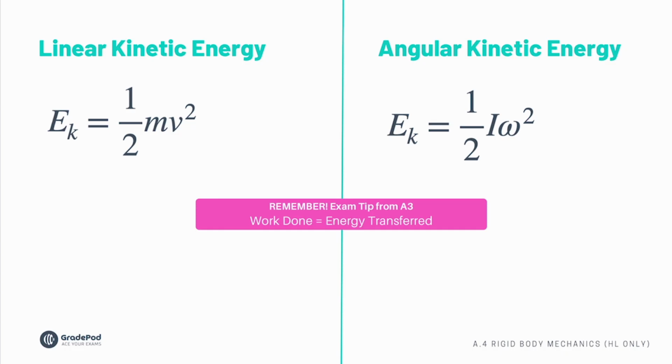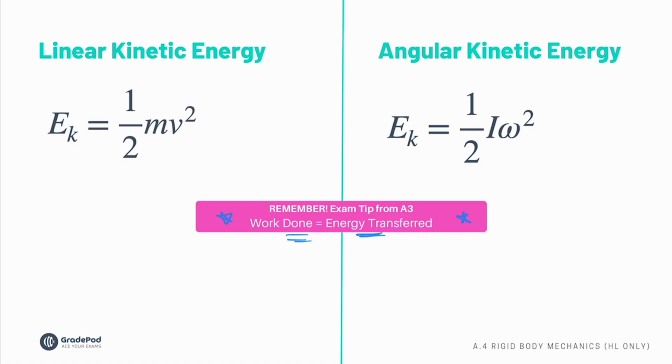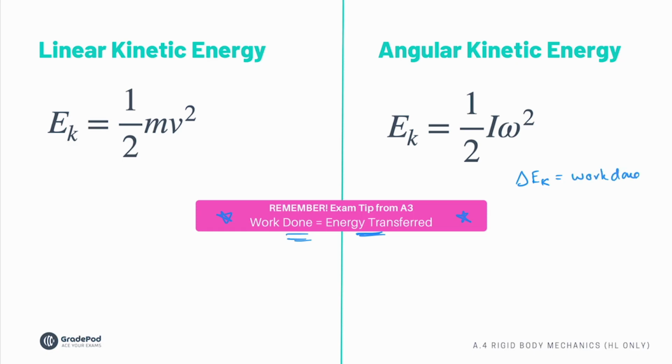One thing I think is important is this exam tip from A3. When I said, whenever you see the term work done, write down work done equals energy transferred. Because I think if you were dealing with an angular motion question and they ask you to determine the work done, I think you'd forget that. And what most problems in angular motion are is finding out the change in kinetic energy of a system. And once you've found out the change in kinetic energy of a system, that is the energy that's transferred, which is equal to work done. So if you ever see the words work done in relation to angular motion, you need to find out the change in kinetic energy of that system using this equation.